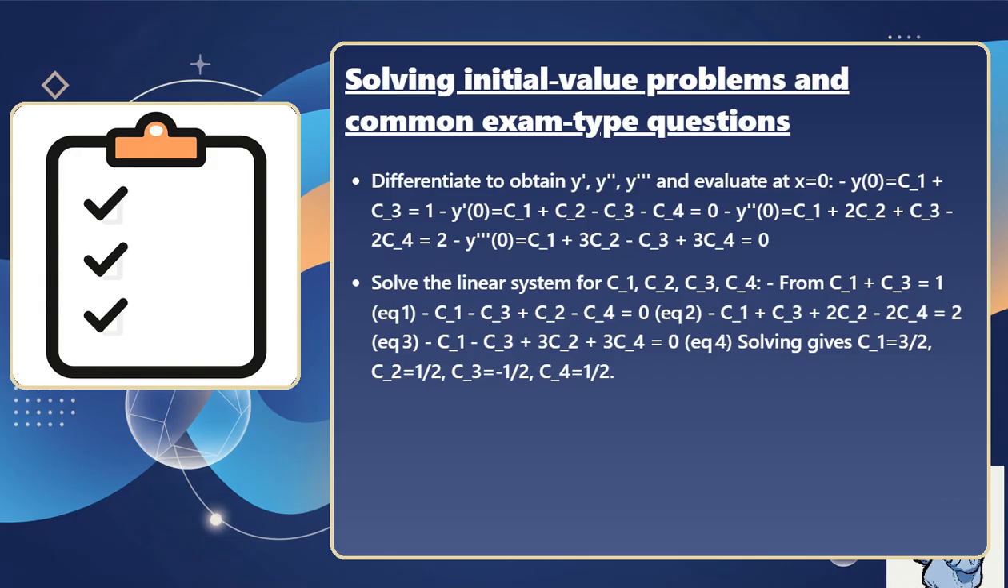From c1 plus c3 equals 1, equation 1. c1 minus c3 plus c2 minus c4 equals 0, equation 2. c1 plus c3 plus 2c2 minus 2c4 equals 2, equation 3. c1 minus c3 plus 3c2 plus 3c4 equals 0, equation 4. Solving gives c1 equals 3/2, c2 equals 1/2, c3 equals negative 1/2, c4 equals 1/2.